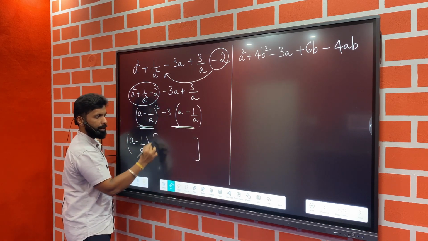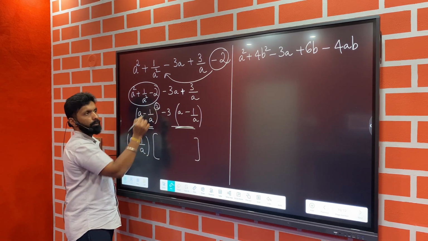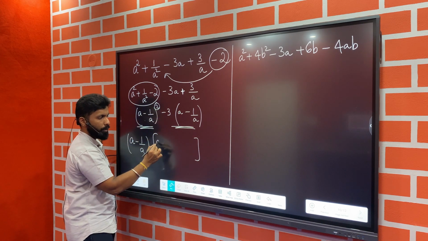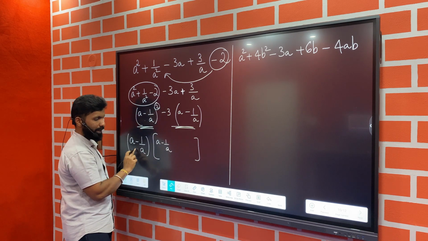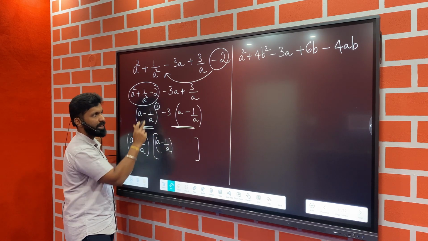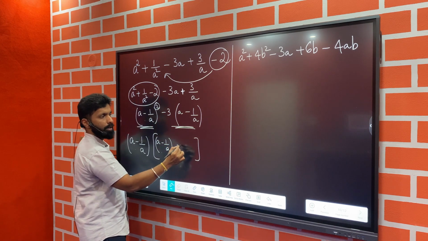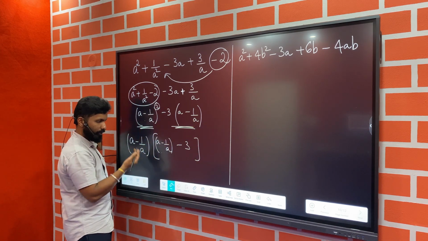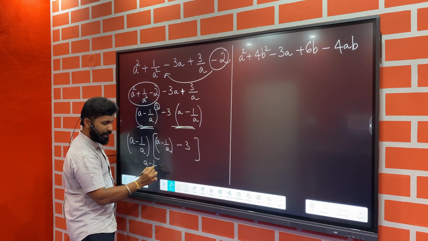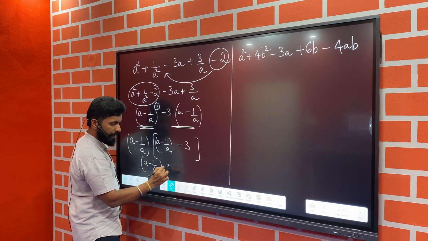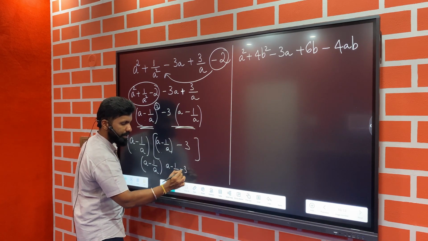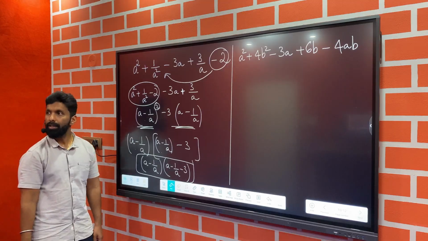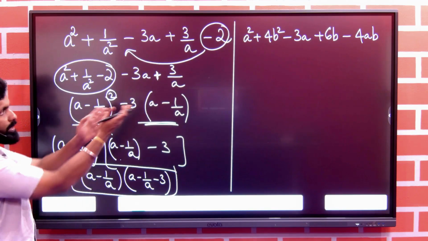Open another bracket. A minus 1 by a into what will give you a minus 1 by a the whole square? So a minus 1 by a only. A minus 1 by a into a minus 1 by a will give you a minus 1 by a the whole square. So minus 3, because this a minus 1 by a has already come out. So what's the answer for this? So a minus 1 by a multiplied by a minus 1 by a minus 3. This only is your answer. Got it? Yes?